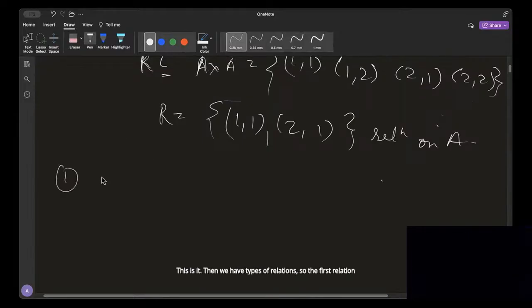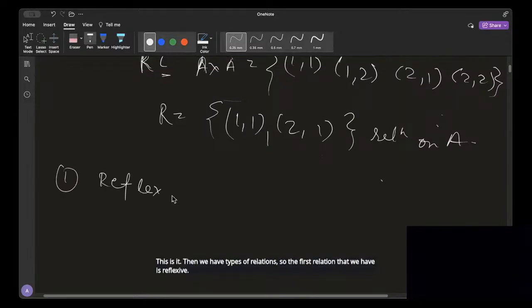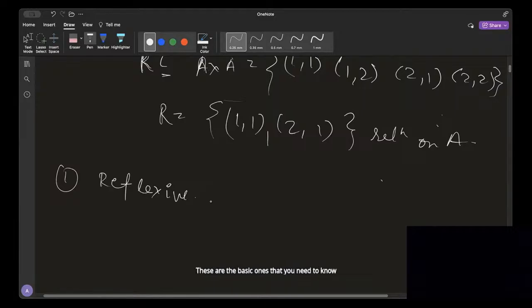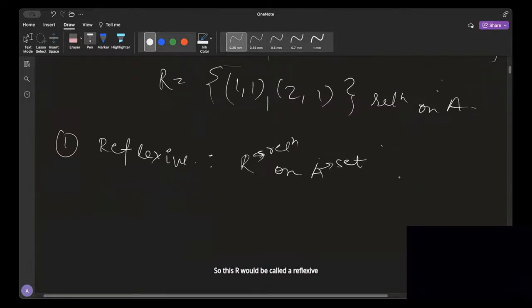So the first relation that we have is reflexive. These are the basic ones that you need to know. Reflexive is basically when you have, let's say, R defined on A, where A is the set and R is the relation. Then R would be called a reflexive relation if for all a belonging to the set A, (a, a) belongs to R.